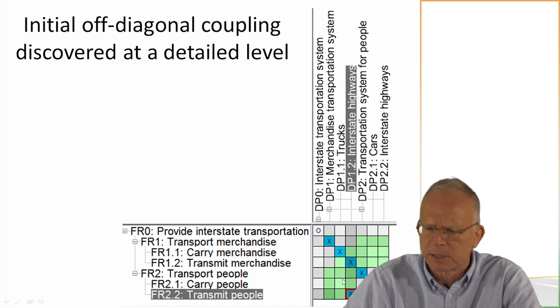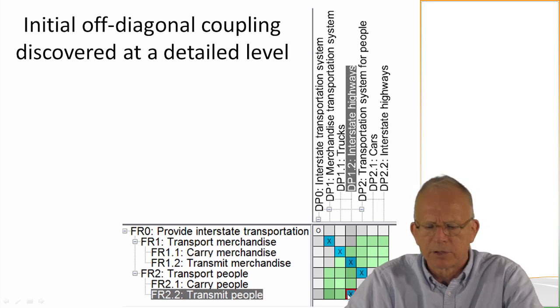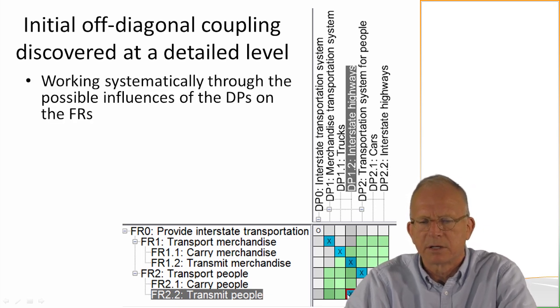And so the truck specifically, we would say no. But let's now say, all right, the interstate highway transmitting people, yes, that does influence that, because people are transmitted on the interstate highway as well. So we would start off putting an X in this position, and this might be the first place where we think we have an interaction.